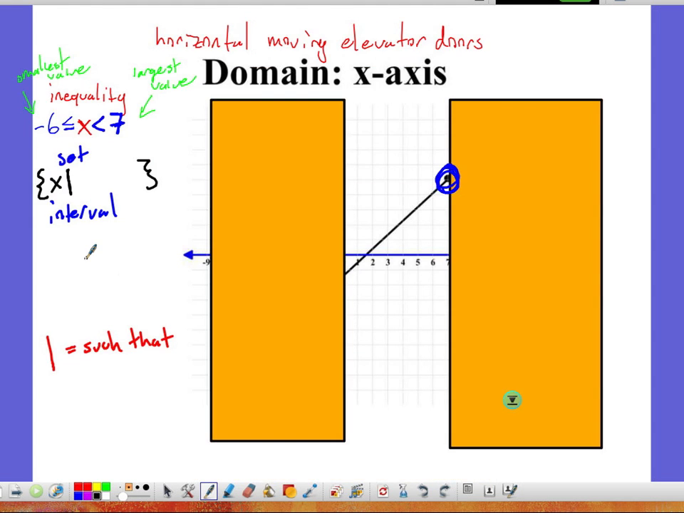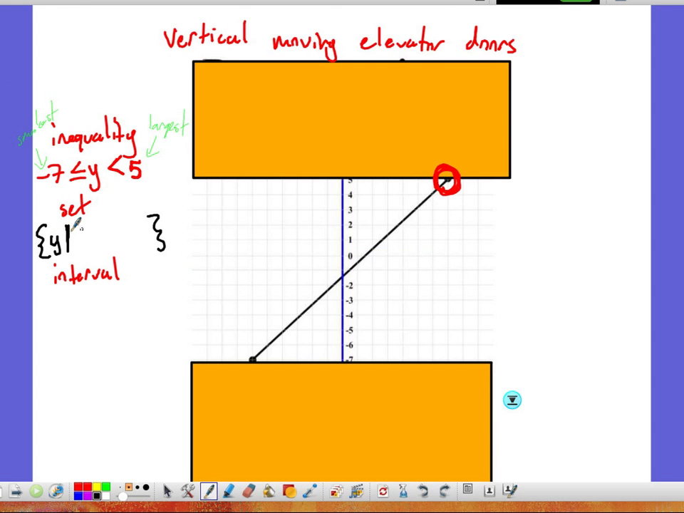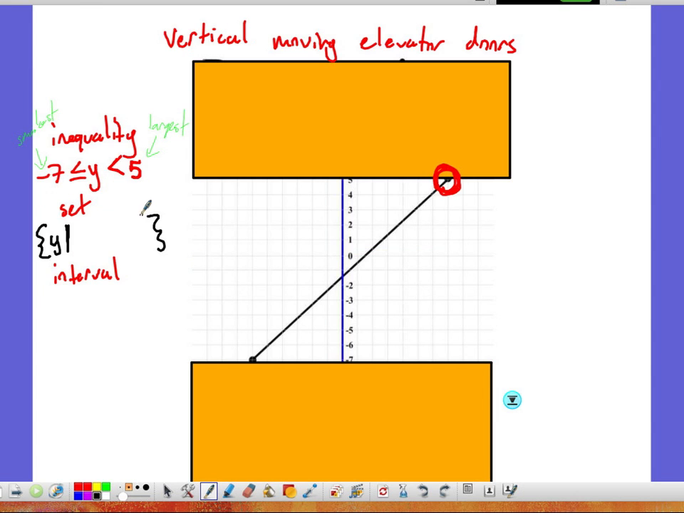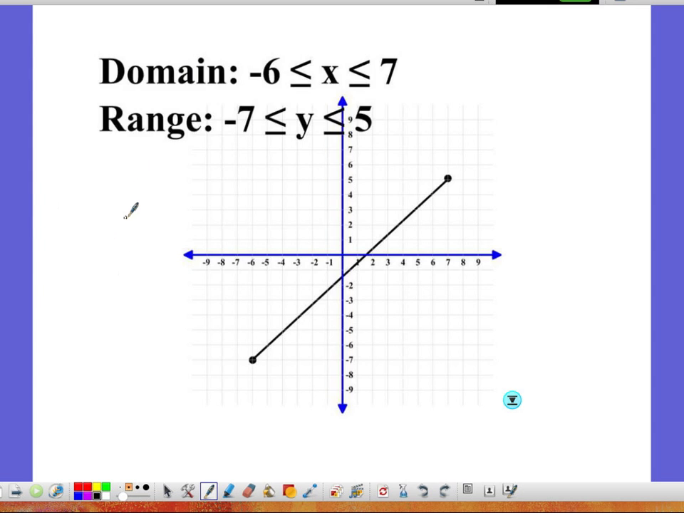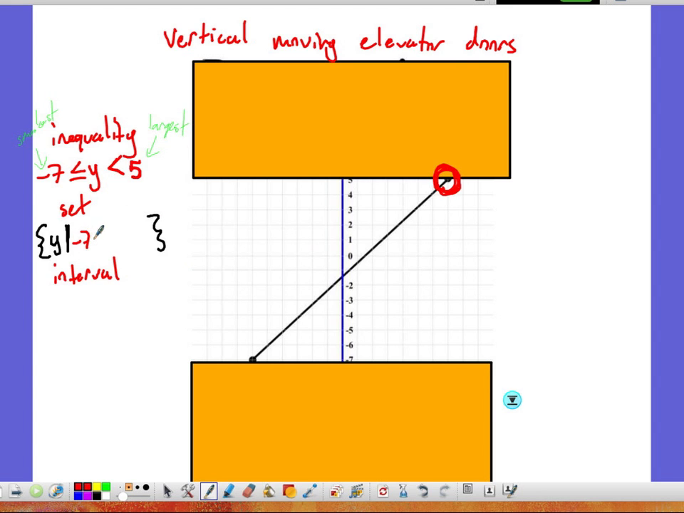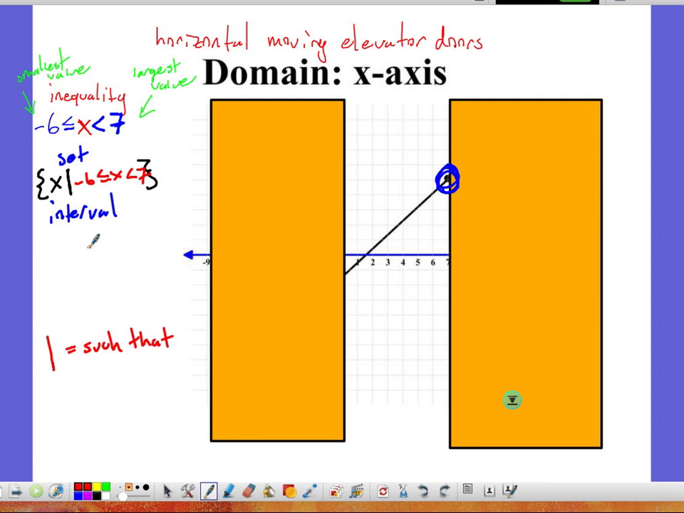So as you can see, the setup is always going to be like this: curly brace, x, such that, close curly brace. Same thing for the range, except the variable is y. And what is going to go in there? Well, it's actually going to be the inequality. Simple as that. -6 is less than x, which is less than 7. Here it's going to be -7, which is less than y, which is less than 5. That's it. So the set notation is actually the inequality, except you're adding this extra stuff around it. That's pretty much set notation.